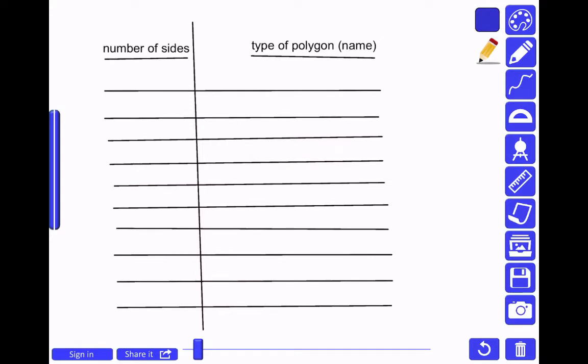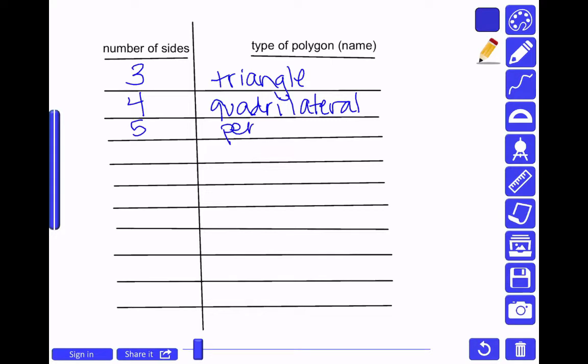Now we're going to look at the names of the different polygons. If a polygon has 3 sides, then we call that a triangle. That should not be new information to you. If a polygon has 4 sides, it is called a quadrilateral. Now within quadrilaterals, there are a lot of different special quadrilaterals, and we will talk about those later on in the year in much more detail. If it has 5 sides, it is a pentagon.